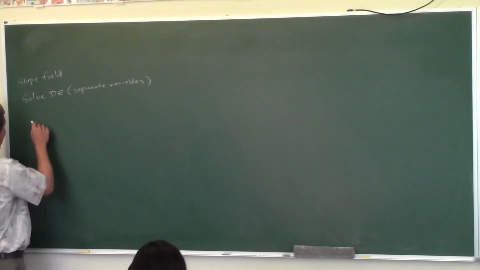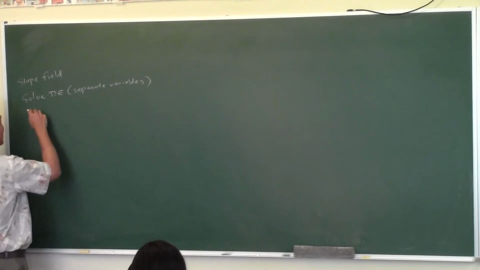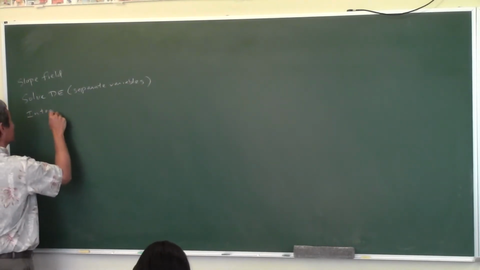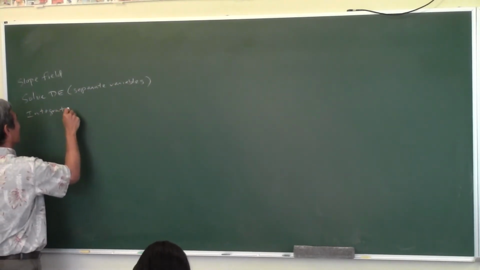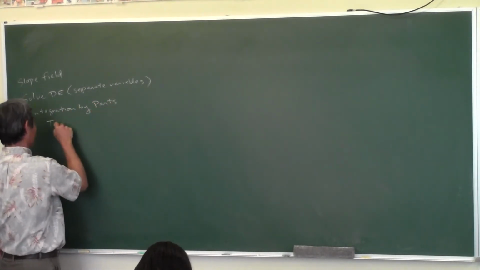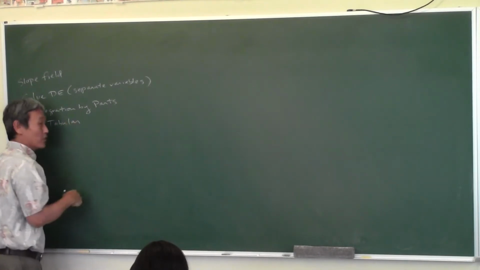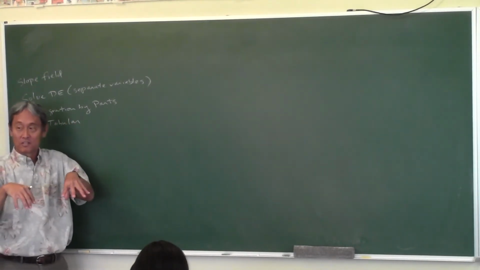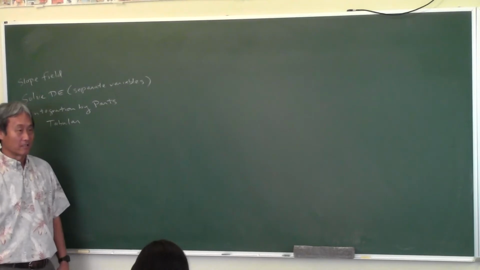And then you gotta do integration by parts. This is the meat of the test. Integration by parts. Some of them you can do tabular, so you better pounce on those, because those are the easy ones, right?